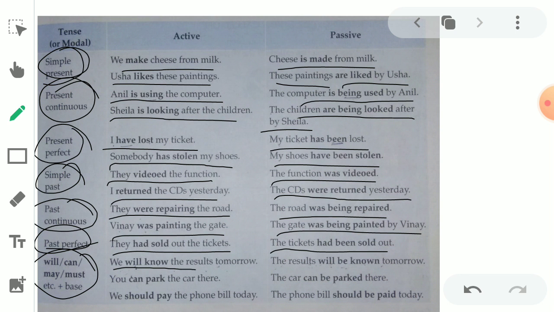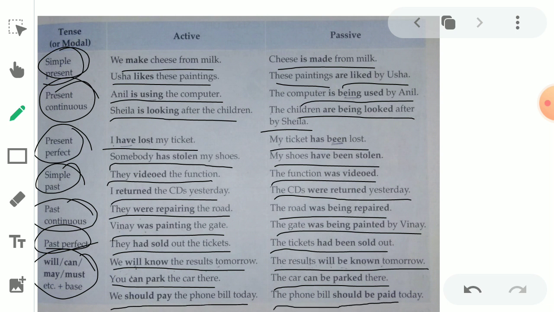We will know the results tomorrow. The results will be known tomorrow. You can park the car there. The car can be parked there. We should pay the phone bill today. The phone bill should be paid today.